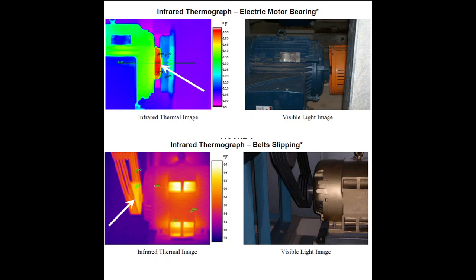Two examples for infrared thermography you can see: one is for an electrical motor bearing and another one is belt slipping. In both cases, they are moving at very high speed, so you cannot take the temperature at a point. So we use infrared thermography, where you get a picture, and you can find the region with high temperature.